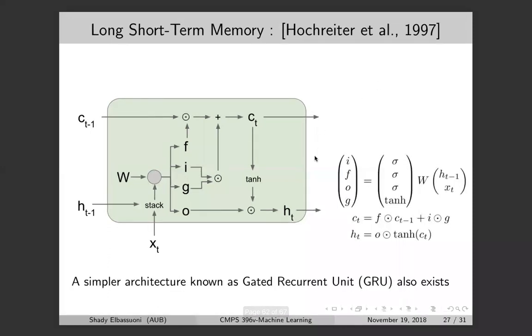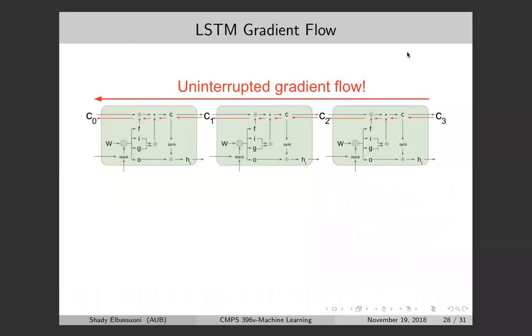Okay. So there is also a simpler architecture known as gated recurrent unit that also exists. I don't need you to know all the details about it. Just know that there are GRUs. This is also a recurrent neural network that has the capability of dealing with the vanishing and exploding gradient. So why do they have this capability?